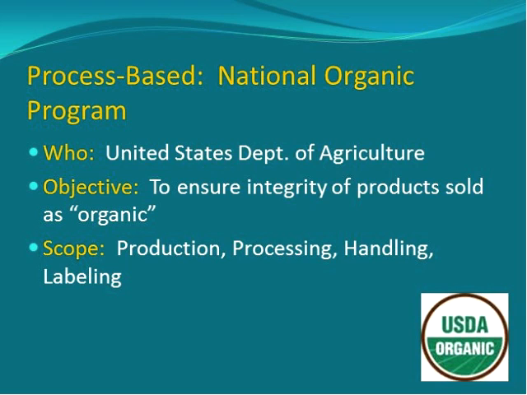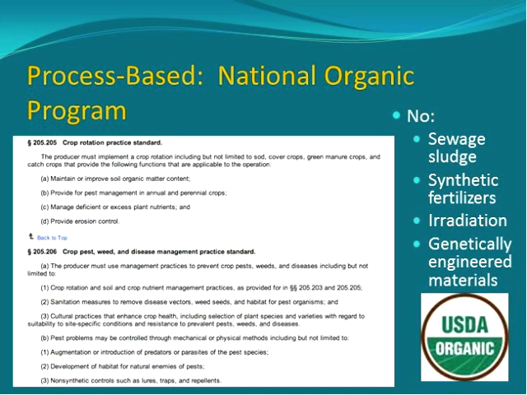So for the National Organic Program, this regulation developed out of the desire to ensure the integrity of products sold as organic, and the scope for the standard is to focus on production, processing, handling, and labeling of organic products. So here's just an example of what some of the questions look like.